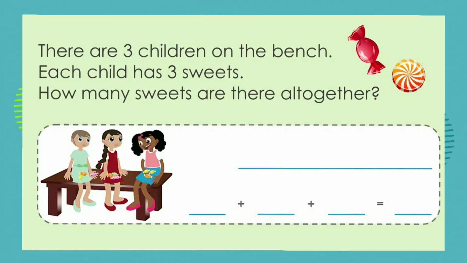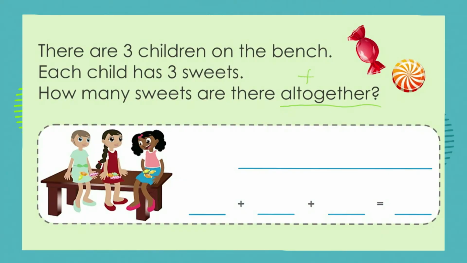There are 3 children on the bench. Each child has 3 sweets. How many sweets are there all together? So by now you should know when you see all together we are going to add. So you can see the 3 children sitting nicely on the bench and they have their sweets in their laps. So now we want to find out how many they have all together. So let's see. This is the first child, the second one, and the third one.